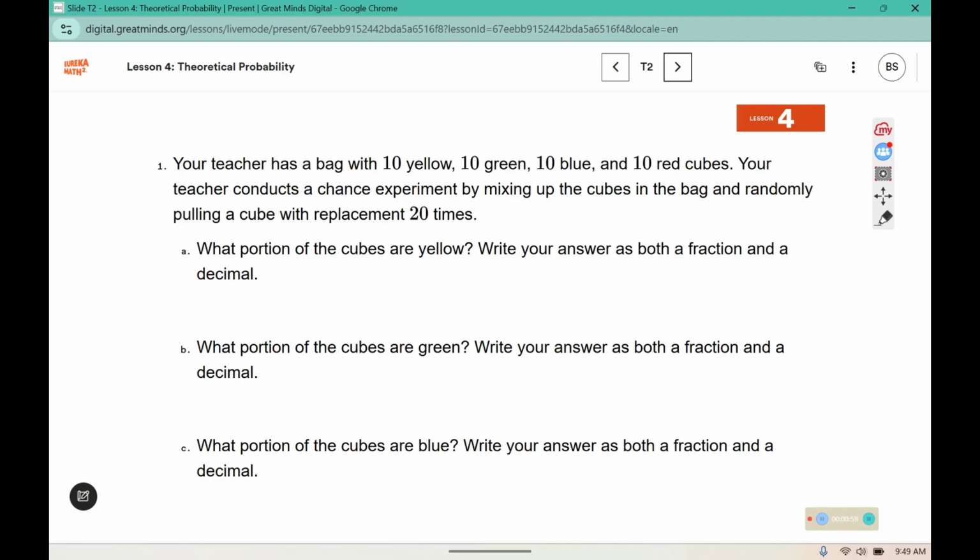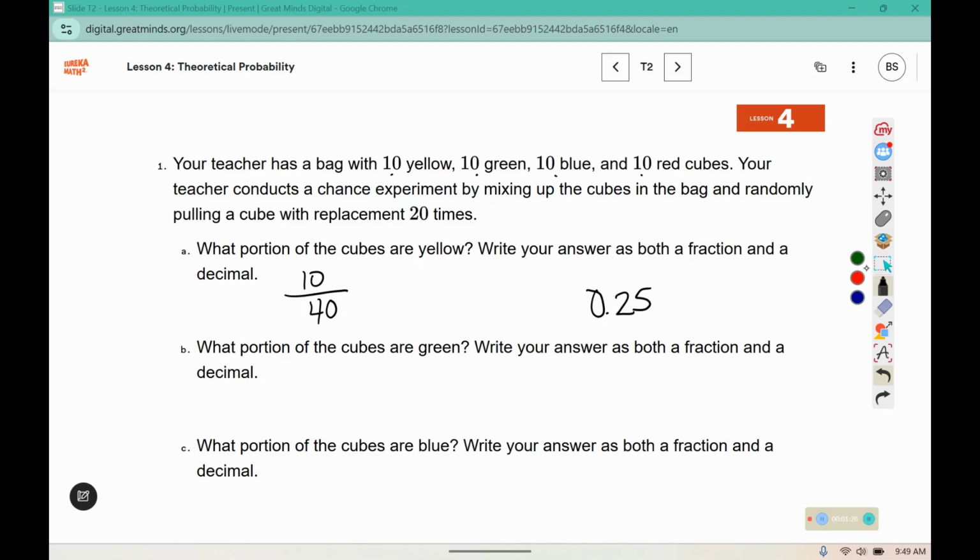So there are 10 yellow, but there are 10, 20, 30, 40 cubes in the bag. So as a fraction, we have 10 out of 40. But as a decimal, if we divide 10 by 40, that gives us 0.25.